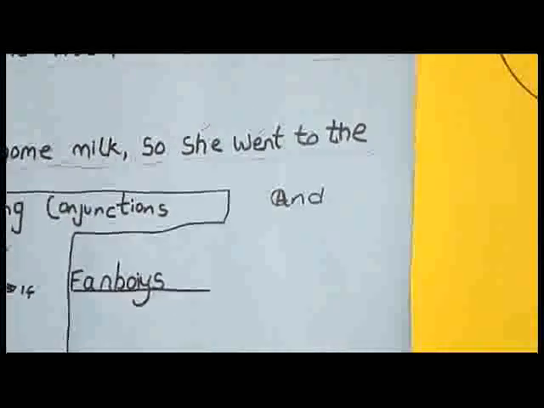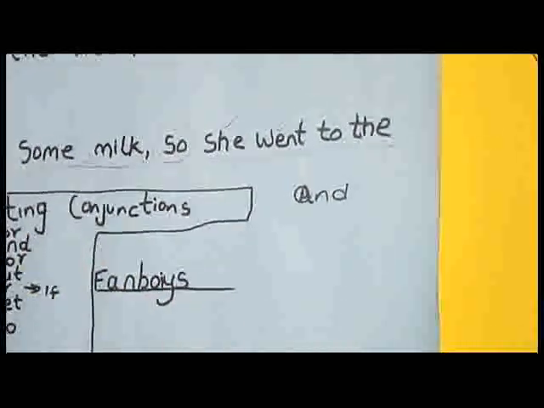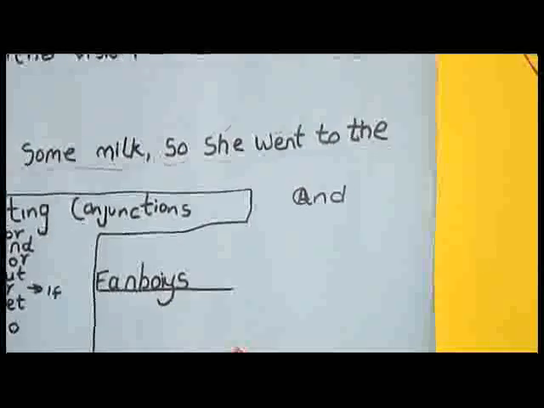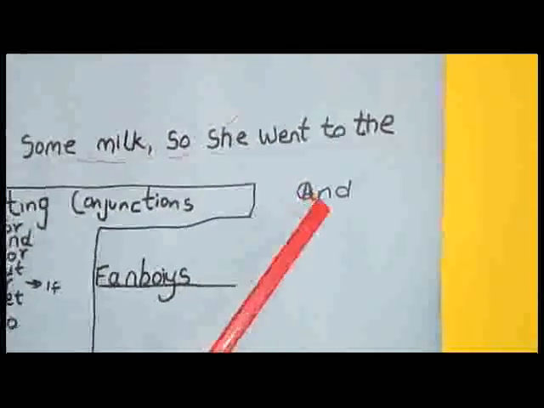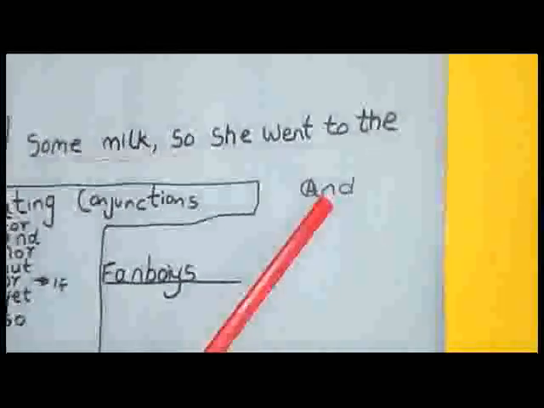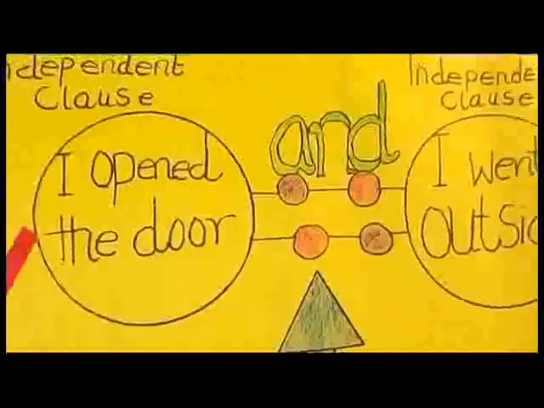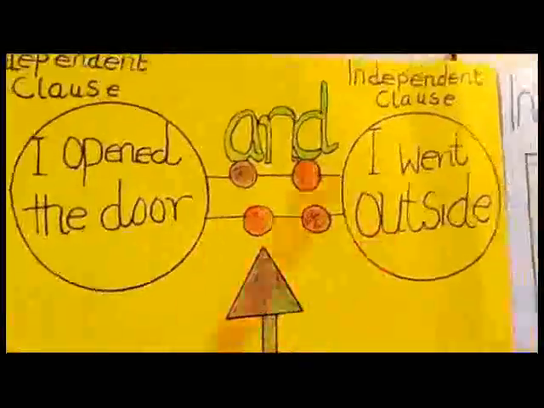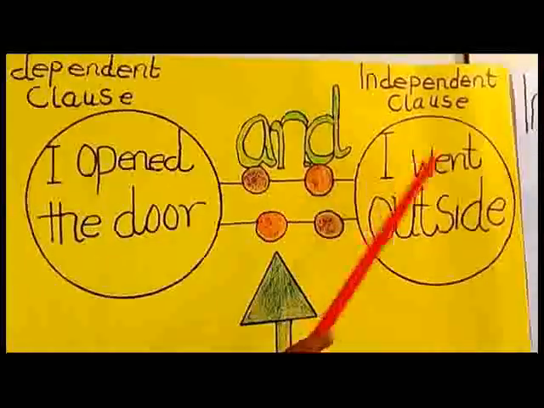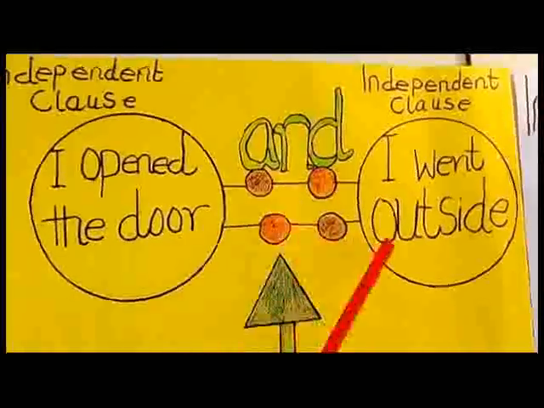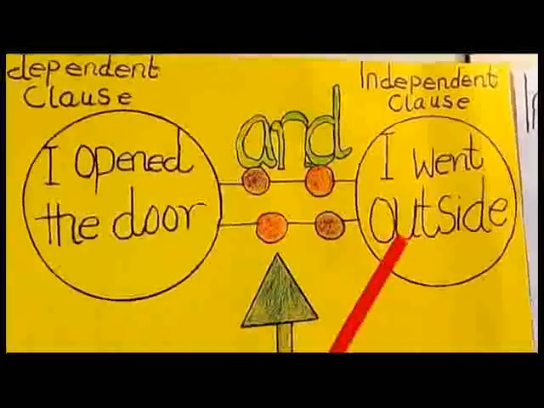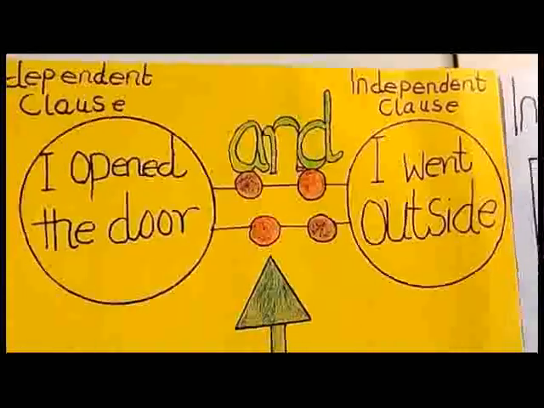When you're going to make a compound sentence, remember to use the appropriate conjunction. For example, and is used for ideas that are similar, like this one here. The sentence we made here is similar to this: I opened the door, I went outside. Can you see they are relating? They are similar ideas.